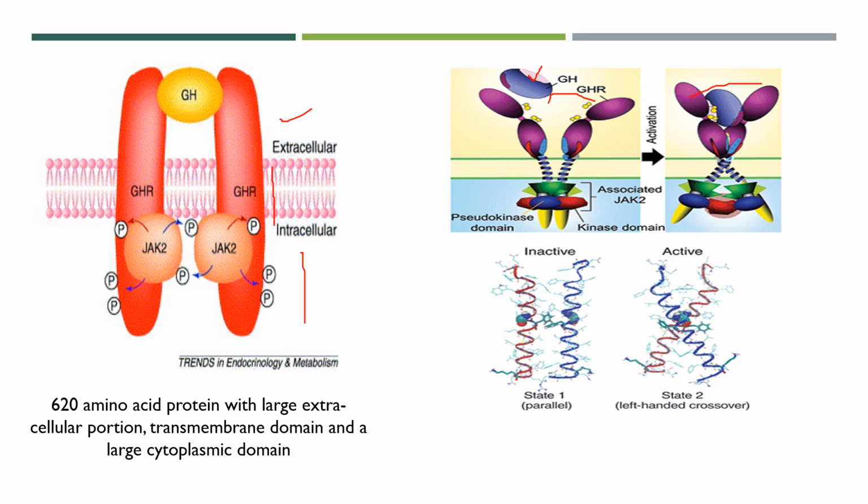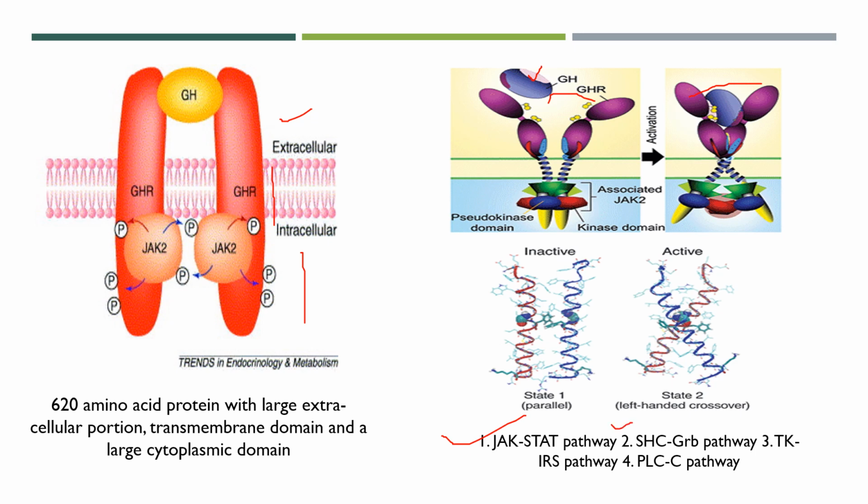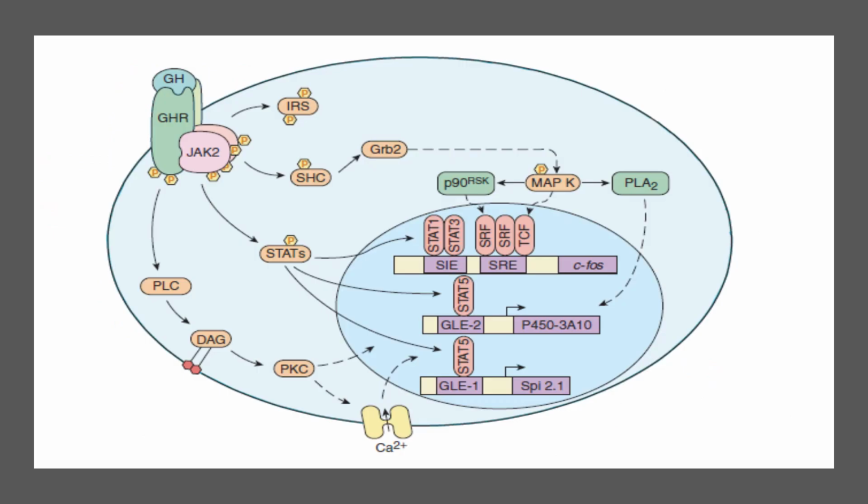innumerable enzymatic cascades within the cell. Within the cell, there will be stimulation of mainly 4 signaling pathways. One is the JAK-STAT pathway, second is the SHC-GRB2 pathway, third is the tyrosine kinase IRS pathway, and fourth is the phospholipase C pathway. Now let's see how these pathways act. This picture gives an idea about the 4 signaling pathways of growth hormone.